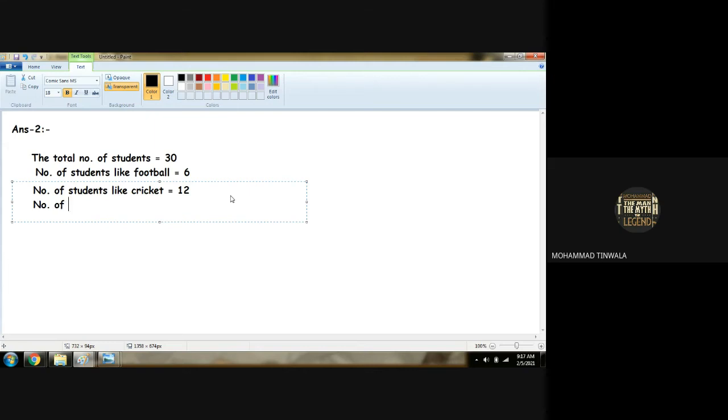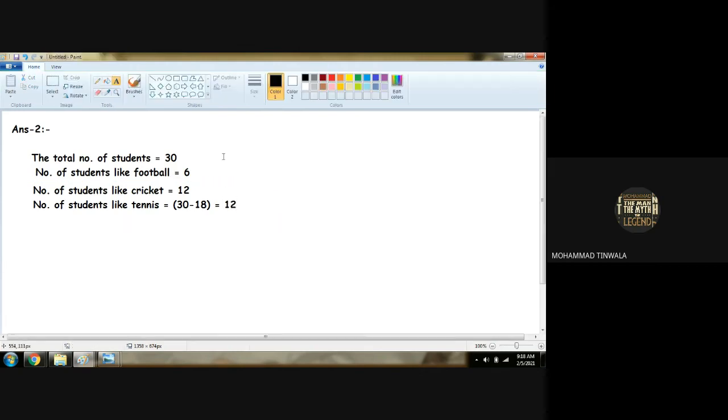Number of students who like tennis. Out of 30, 6 and 12 are taken by football and cricket. So the rest will be for tennis. Yes or no? So can I write 30 minus 6 plus 12 is 18?